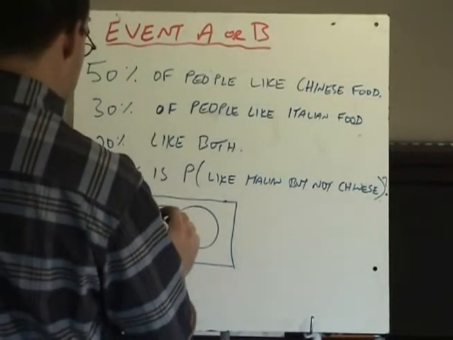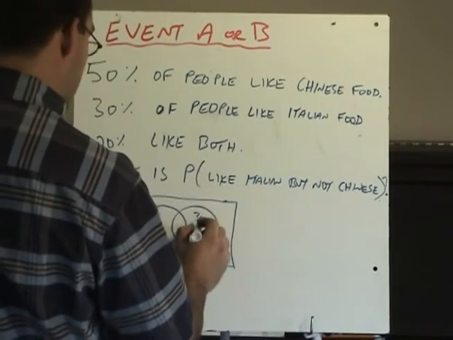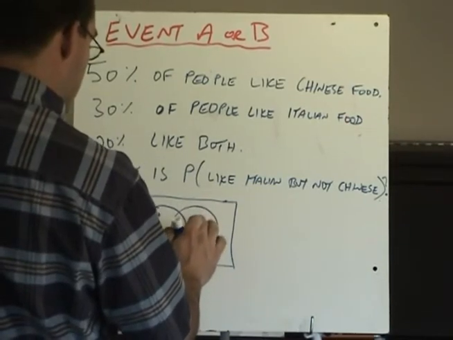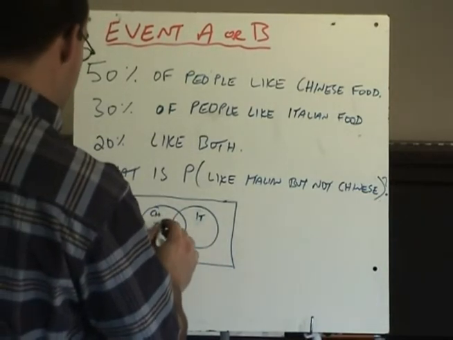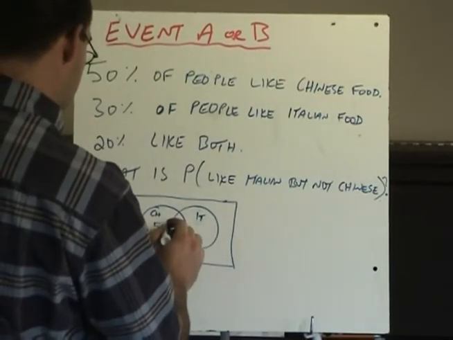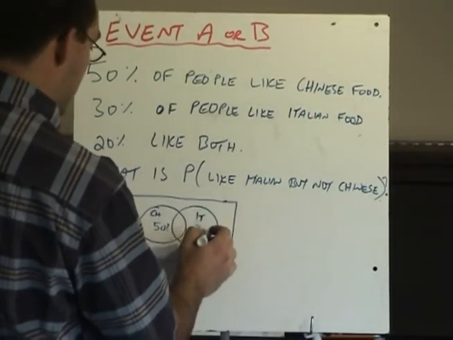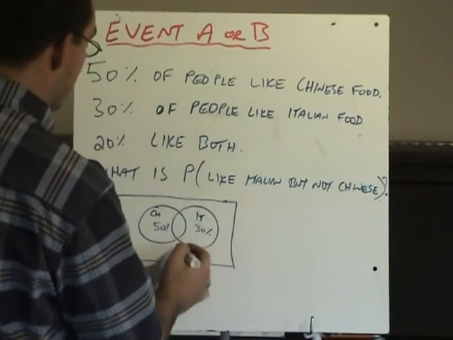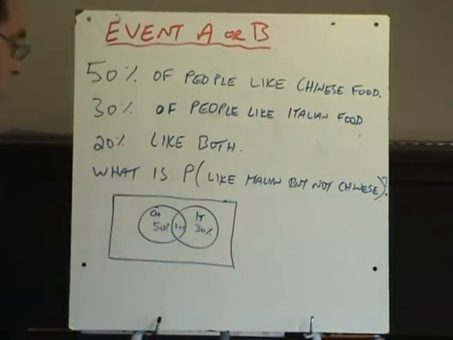Let's make this one the Chinese food, this one the Italian food. So I've got 50% of people liking Chinese. I've got 30% of people in the Italian circle, and I've got 20% of people in the middle liking both.